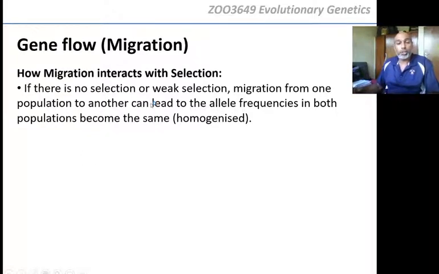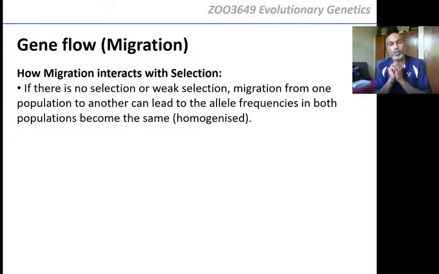If there is no selection or the selection is weak, right, then migration from one population to another can lead to both allele frequencies becoming the same. Okay? Please, guys, take this into your heads. This is important because the 2 populations, they're different. But if you have gene flow between them and selection is very weak, because what normally happens, you have gene flow and then selection says, that allele does not fit, and it nails that allele, right? That's when you have strong selection.